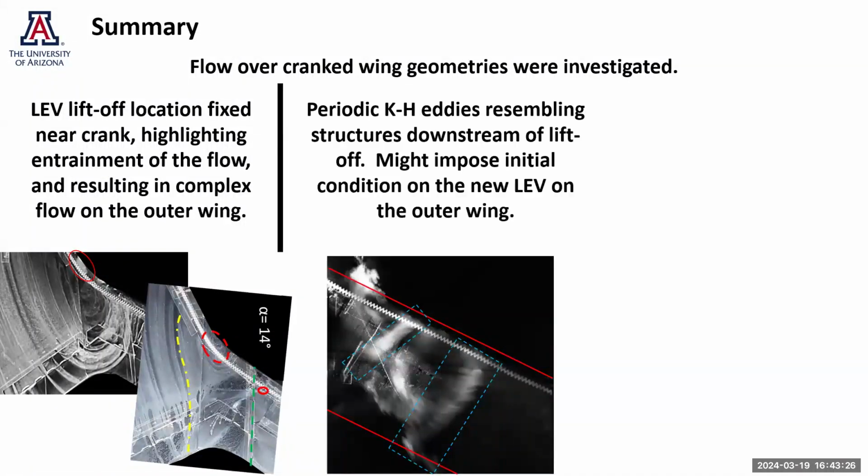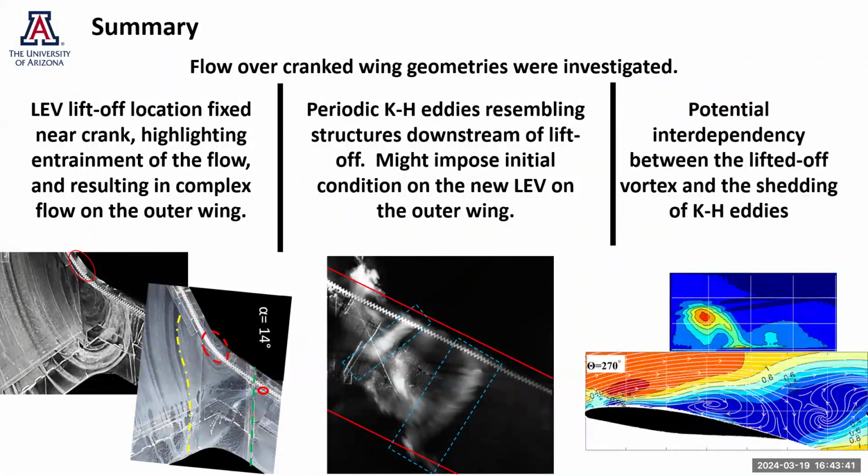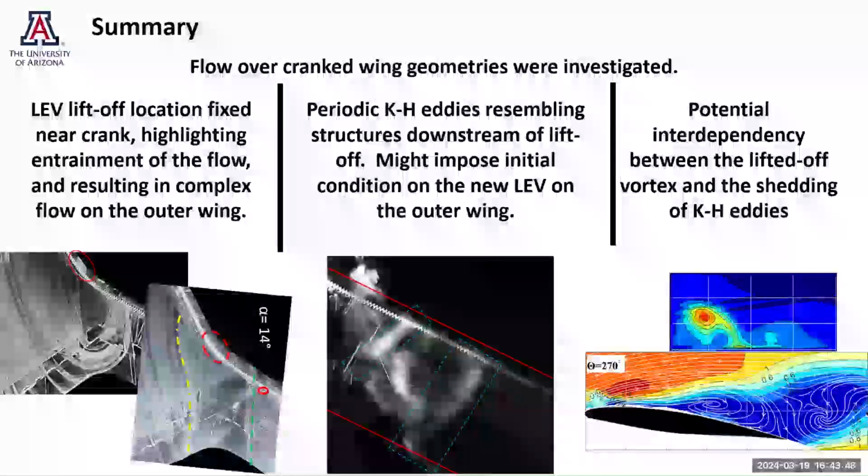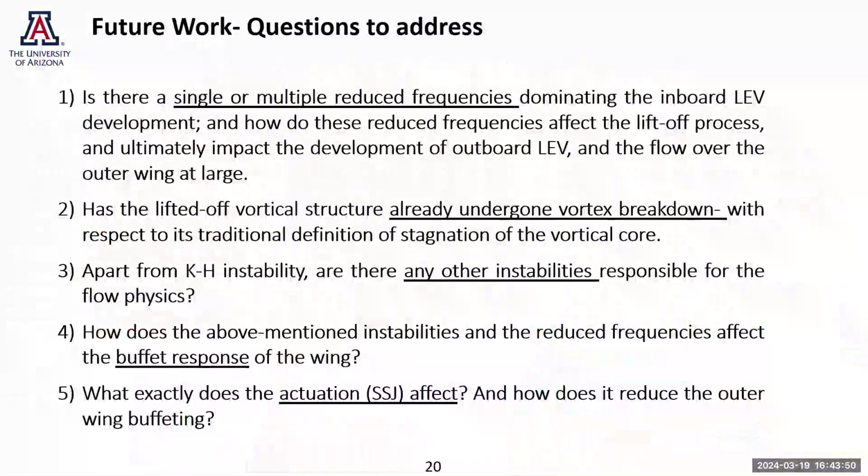Then there were some periodic KH eddies that were observed on the outer wing. Now these eddies might impose an initial condition on the new leading edge vortex that is being developed on the outer wing. And these interactions may have some interdependency that we will have to investigate more. So this research, rather than answering questions, raises a lot more questions.